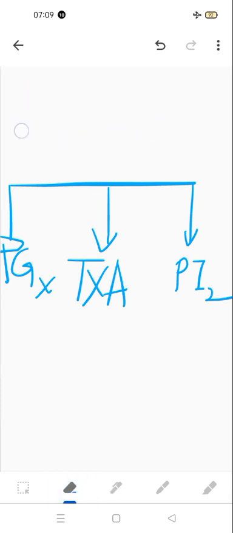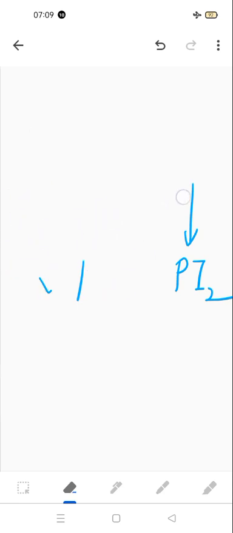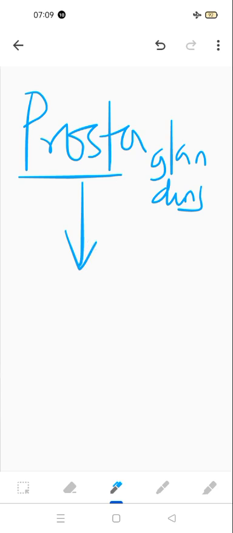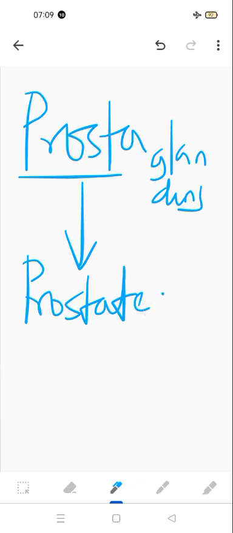Now, from the name prostaglandins, to be emphatic on the word "prosta", and then "glandins". It comes from the word prostate, like the prostate gland. And why are they named prostaglandins? They are named prostaglandins because they were first discovered in the prostate gland.